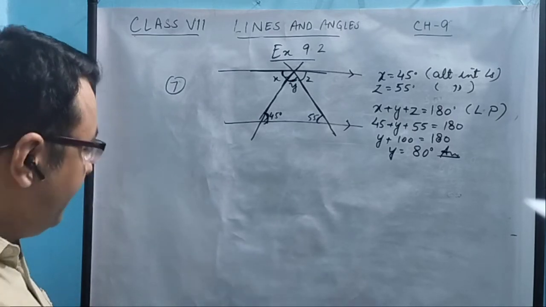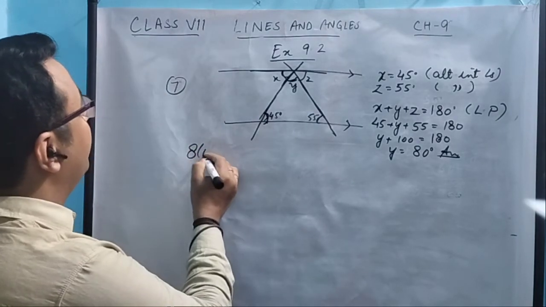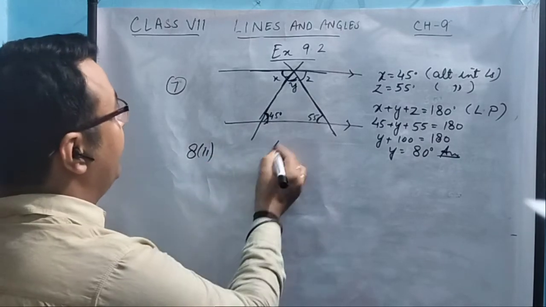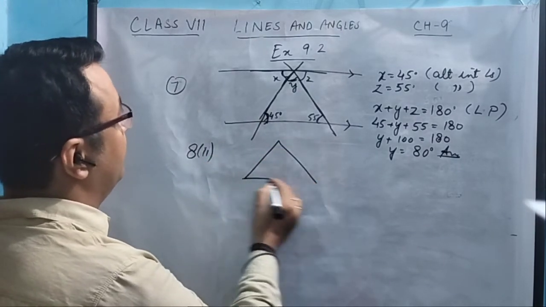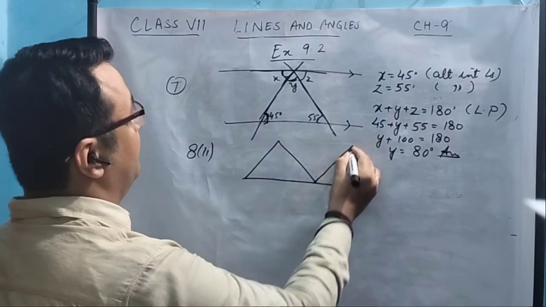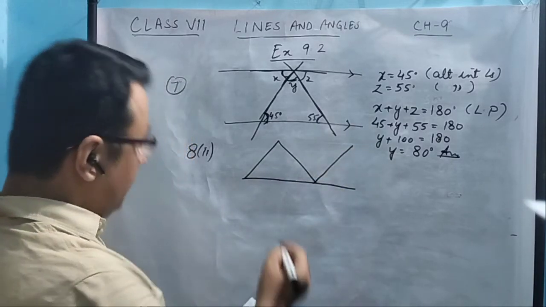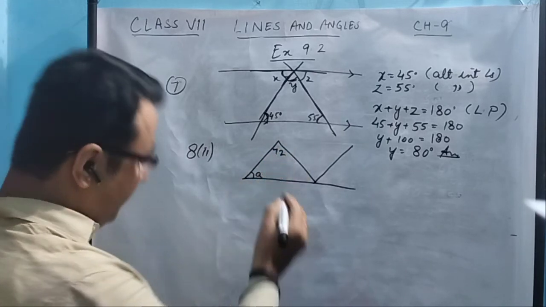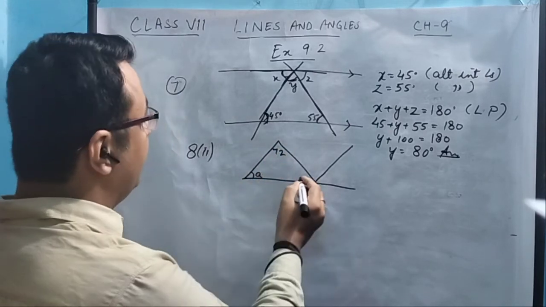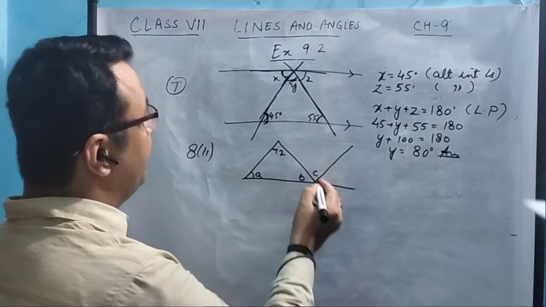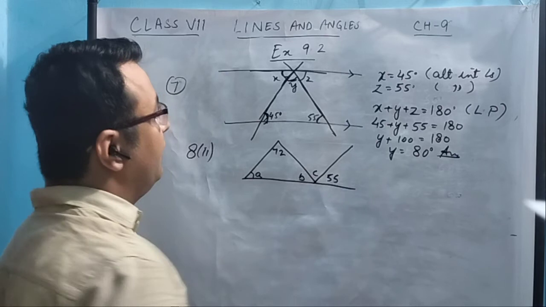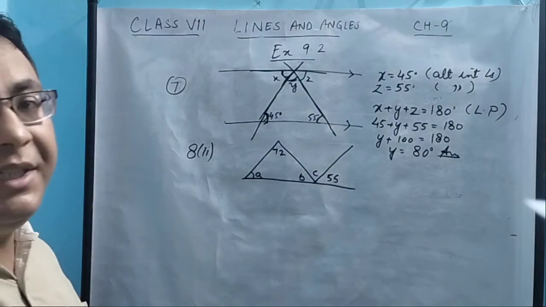Now let us also see question number 8, second part. Again, one of the important questions. Figure is like this. This is 72. This is A. This is B. This is C. And this is 55. So we have to find the values of A, B and C.